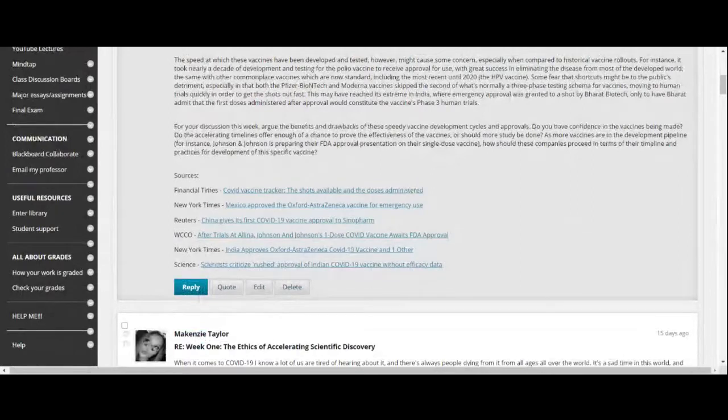Do you have confidence in the vaccines being made? Do the accelerating timelines offer enough of a chance to prove the effectiveness of the vaccines, or should more study be done? As more vaccines are in the development pipeline, for instance, Johnson & Johnson is preparing their FDA approval presentation on their single-dose vaccine. How should these companies proceed in terms of their timeline and practices for development of this specific vaccine?